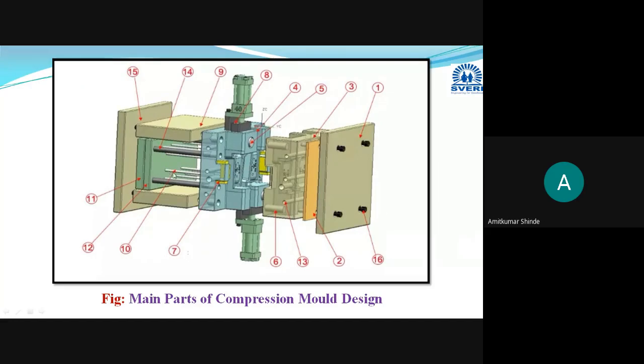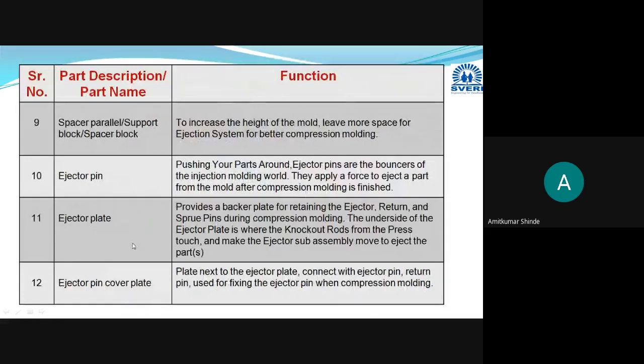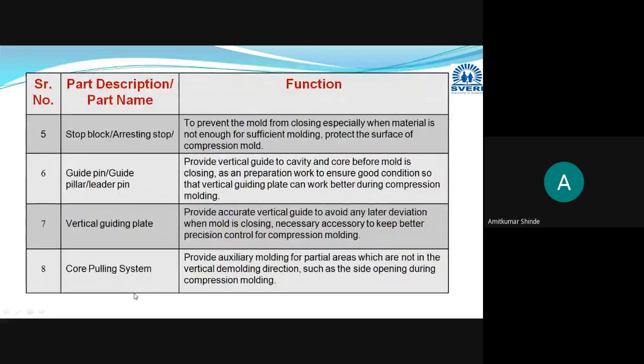And the 10th part, these are the ejector pins. These ejector pins are helpful for ejecting the component after sufficient curing. The final molded part is ejected from the mold cavity with the help of these ejector pins, for easy removal of the molded part from the mold cavity. Then these are the 11th and 12th parts: the ejector plate and ejector pin cover plate.